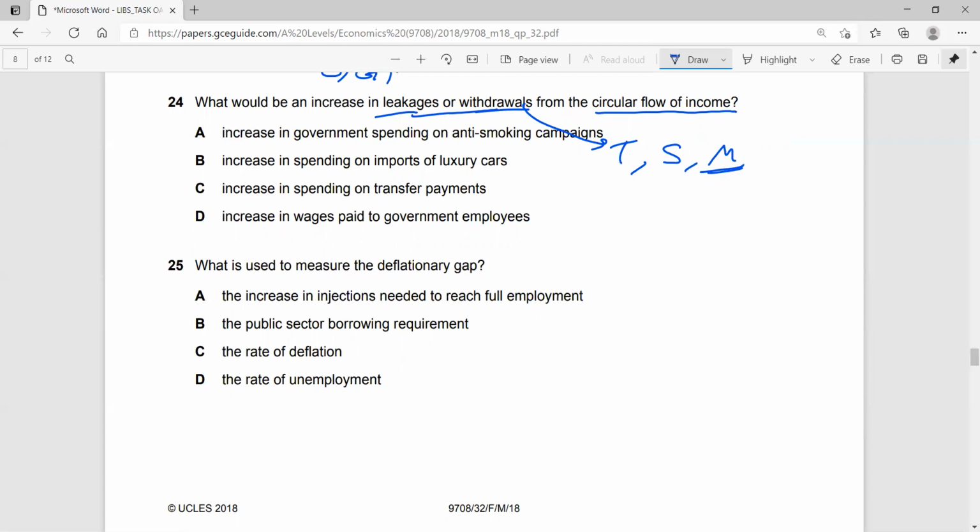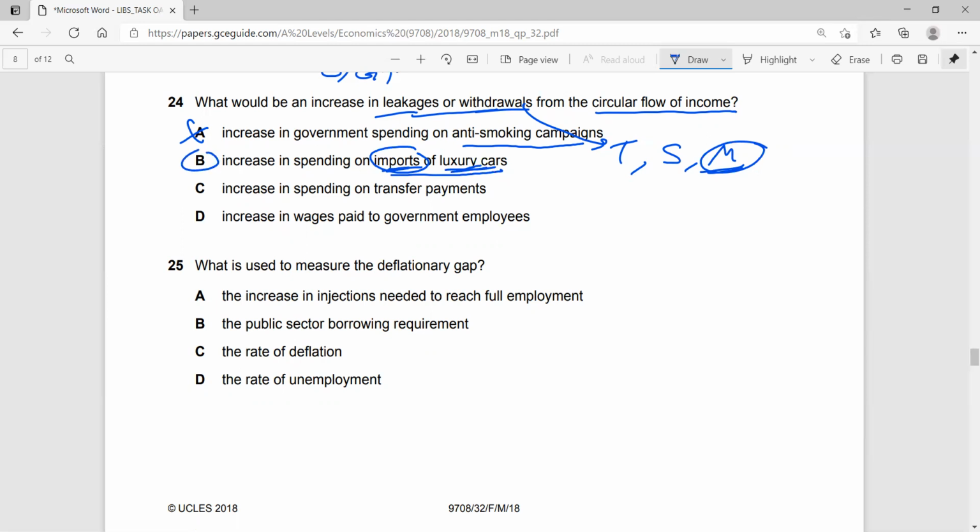So let's look at that. Increasing government spending on anti-smoking campaigns. I don't think that would increase leakages. If anything, it's an injection in because it's government spending. So I don't think this is it. Increase in spending on imports of luxury cars. This is definitely true because we're spending more on imports. So money from the flow of income within your economy is being leaked to another country from where you're getting the luxury cars. This is it.